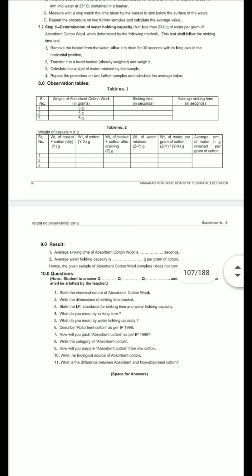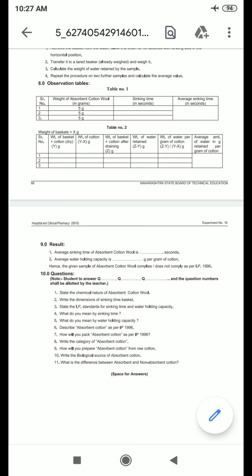Then result: the average sinking time of absorbent cotton wool, write down here in seconds what is the sinking time of absorbent cotton wool. Then the average water holding capacity.